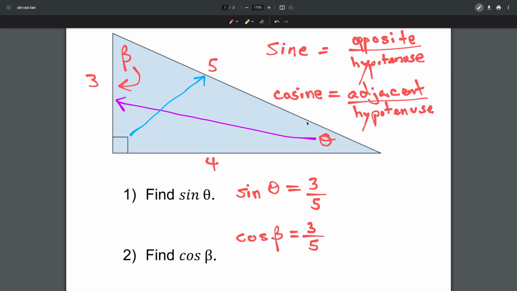Now notice that beta's here, theta's here. The cosine of beta is the same as the sine of theta. Now, if I were going to find the cosine of theta, well, that would be different. Okay, we'll get to that one in a few moments.